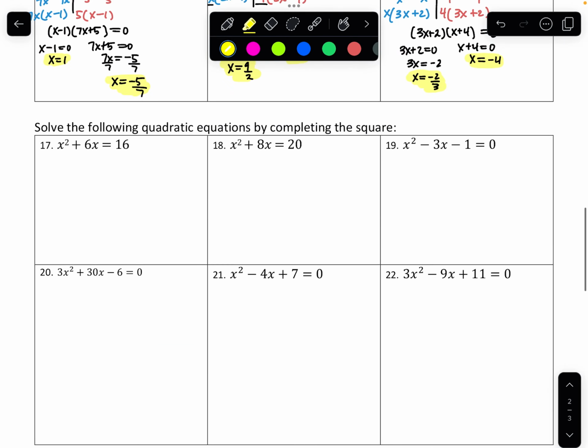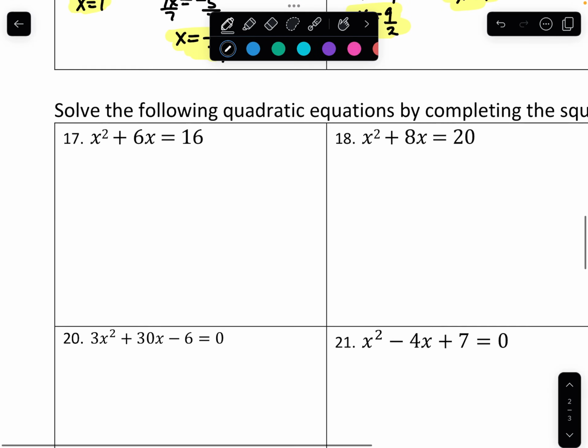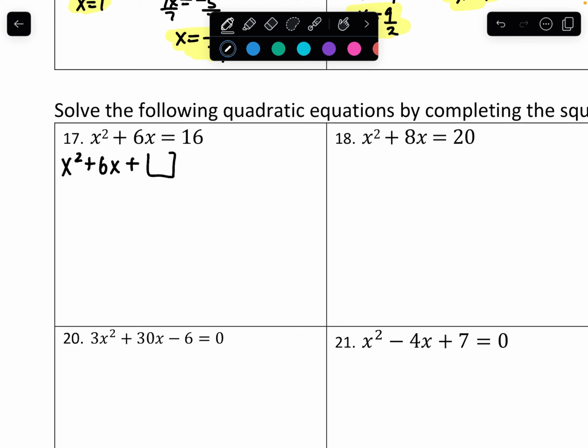Alright, last section, we're completing the square. And so you want your x squared plus x equal to the constant, and then you are going to add a number to both sides. That number is b over 2 squared, which is 3 squared, which is 9.